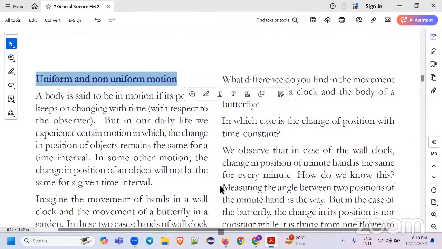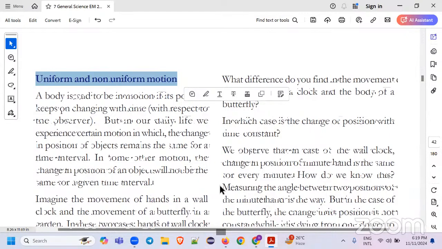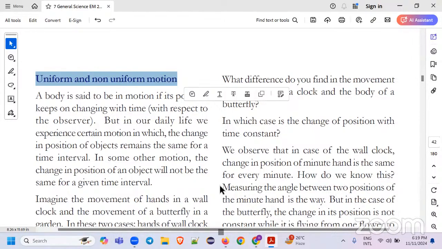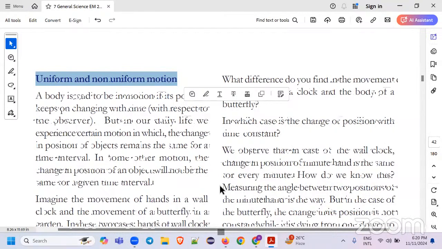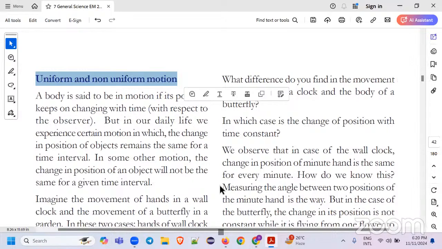We always try to compare the position of the object with its surroundings with respect to time. So what are the meanings of uniform motion and non-uniform motion? Let us try to understand. What is uniform motion? That we have to understand.